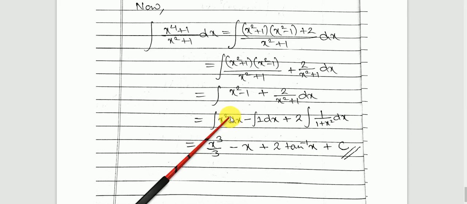Integration of x square will be x cube upon 3, minus integration of 1 will be x, then 2 times integration of 1 upon 1 plus x square is tan inverse x, then constant of integration. So this is how we get the answer.